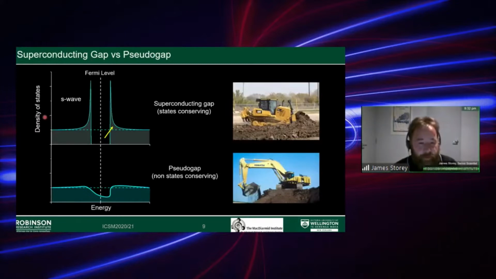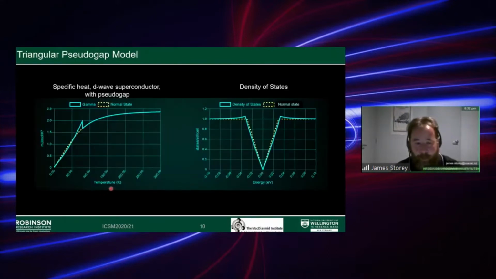Specific heat tells us that the pseudogap is fundamentally different to the superconducting gap, where the superconducting gap is states conserving, meaning that the in-gap states get transferred just above the gap edge into these coherence peaks. The specific heat and the loss of entropy suggests that the pseudogap is non-states conserving, meaning that we're transferring these states or spreading them out over a much wider energy range. John modeled this using a triangular cutout in the density of states shown by the dotted line, and this gives rise to a reduction in the specific heat jump, a smooth downturn, and a persistent loss of entropy, consistent with experiments.